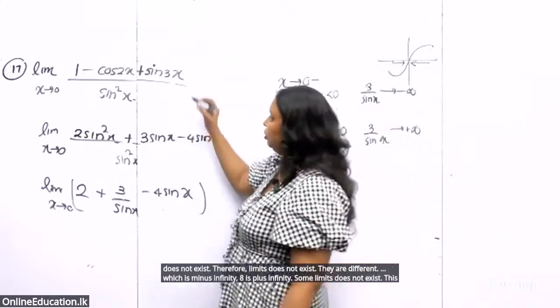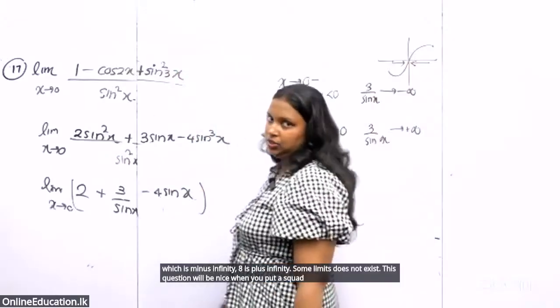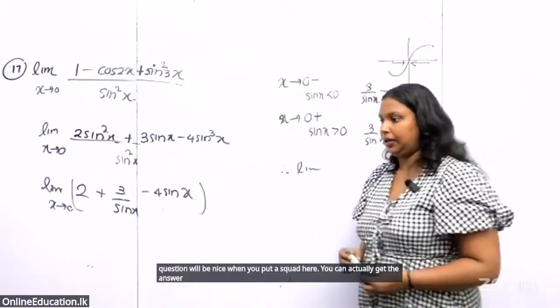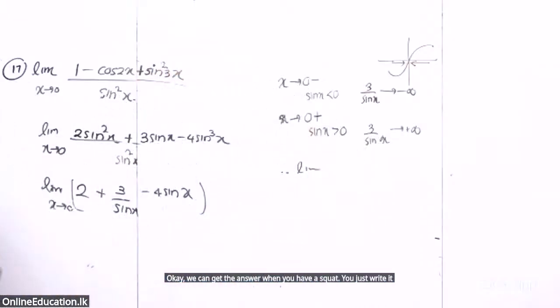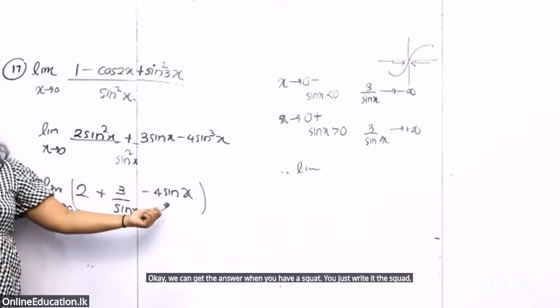This question would be nice when you put a square here. You can actually get the answer. We can get the answer when you have a square. You just write it, there is a square. Can everyone also understand this one?